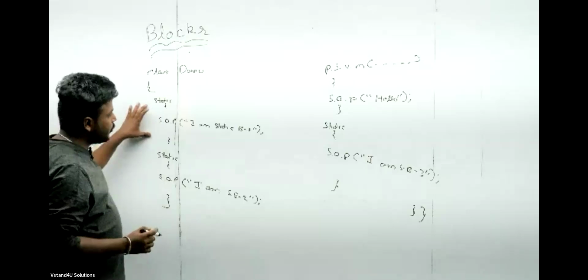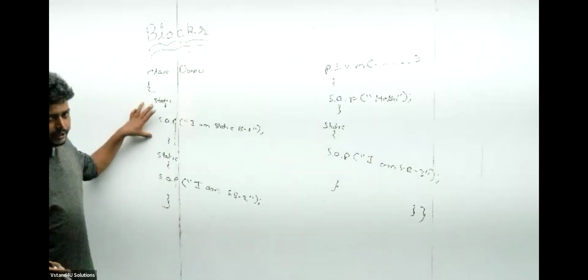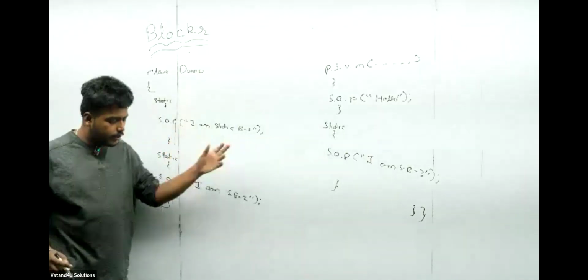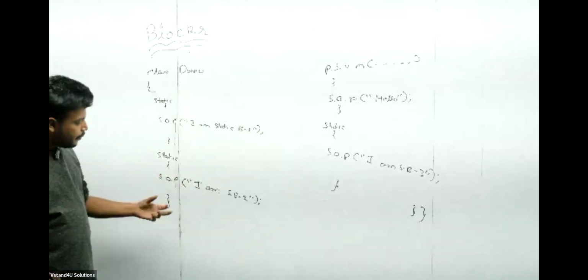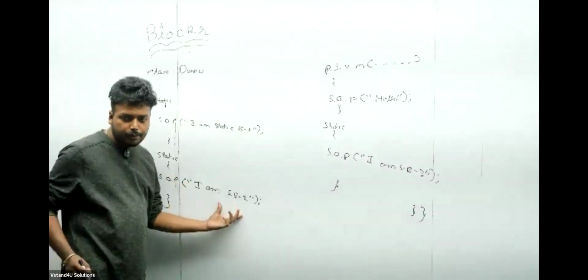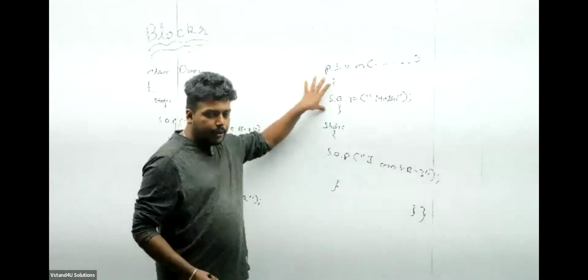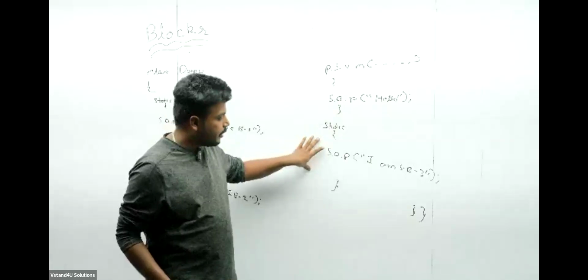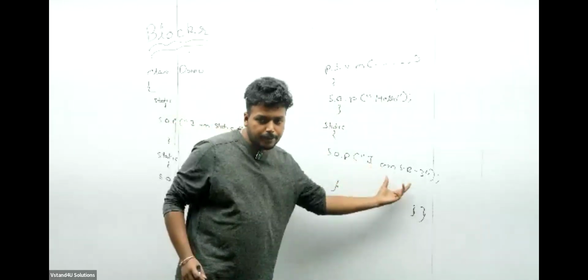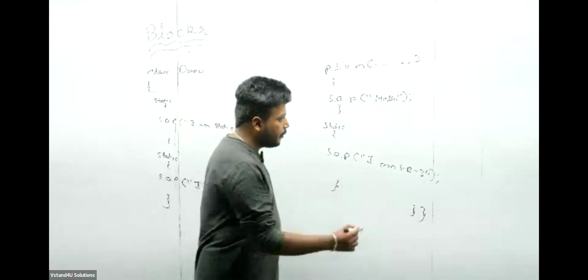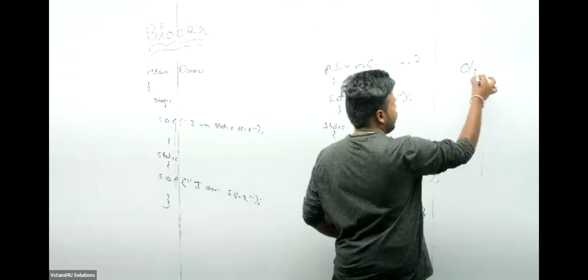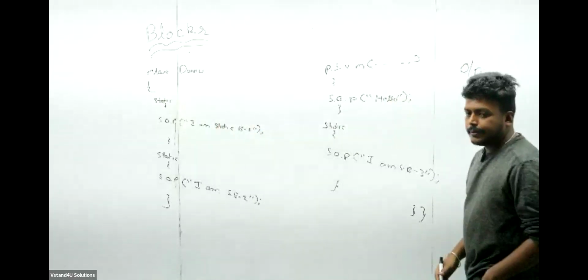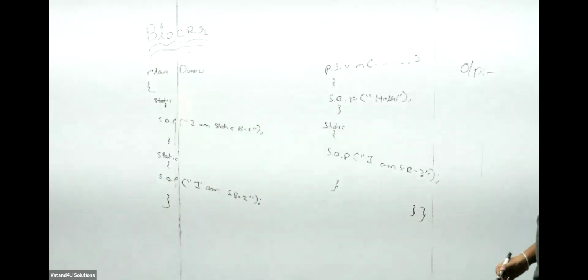Online class students, listen here. Here I have taken one static block, printing "I am static block 1". Here I am taking another static block, printing "I am static block 2". In the main method I am printing hello. After the main method I have taken another static block, printing "I am static block 3". Then what will be the final output?